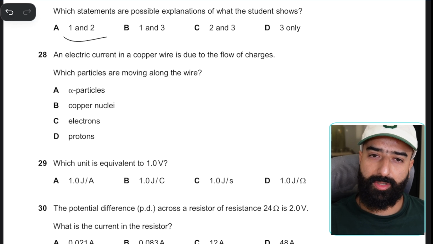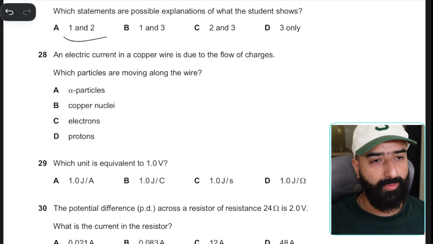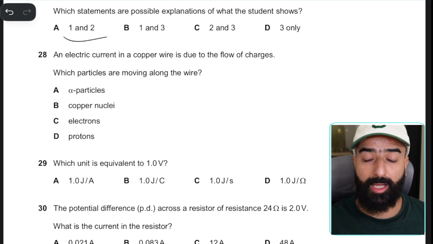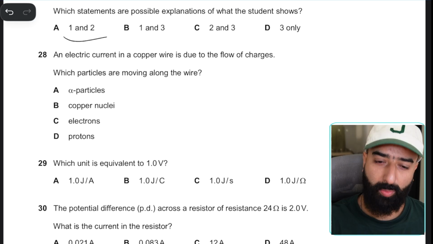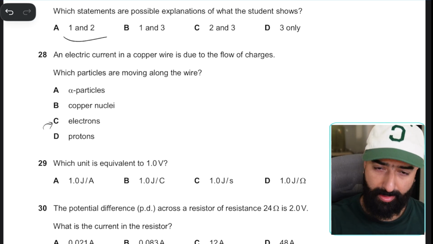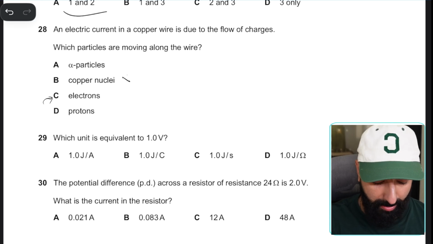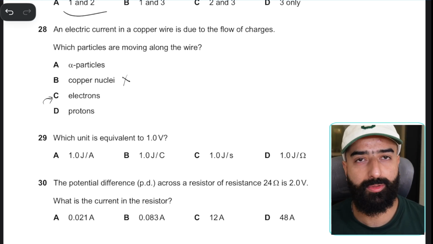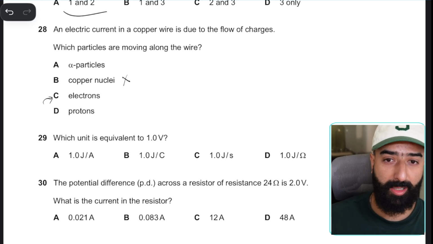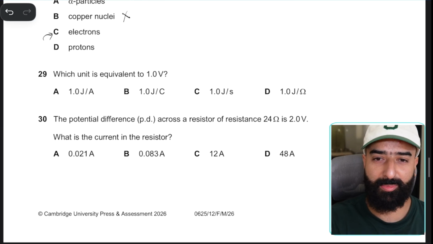Okay, an electric current in copper wire is due to the flow of charges. What kind of charges flow in wires? Well, electrons flow in a wire. Protons can't flow. We don't have copper nuclei flowing; if nuclei flowed, protons would flow. That's not what happens. Okay, don't make that mistake.